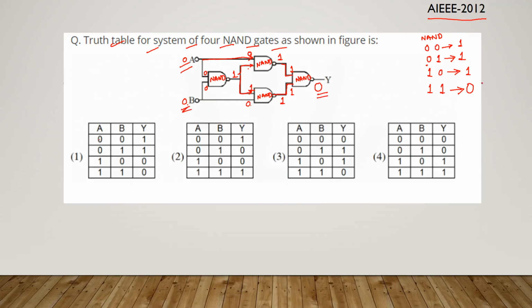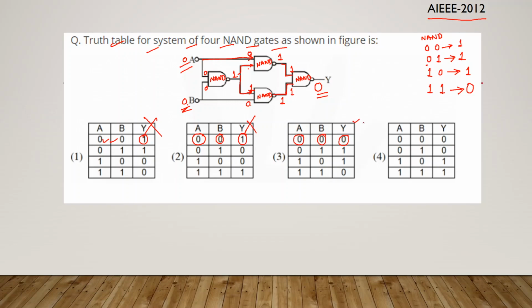Now let us check this option. Here both the inputs are 0, output is 1. So this option is wrong. Now let us move on to the second option. Here both the inputs are 0, output again is 1. So this option is wrong. Now let us see the third option. When both the inputs are 0, what is the output?